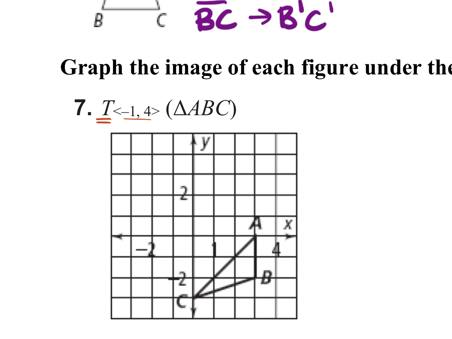Can you check mine? Remember this is X and this is Y, right? So -1 would be to the left. Oh, I got it. 4 would be up. Yay! Can I check my list? Yes!